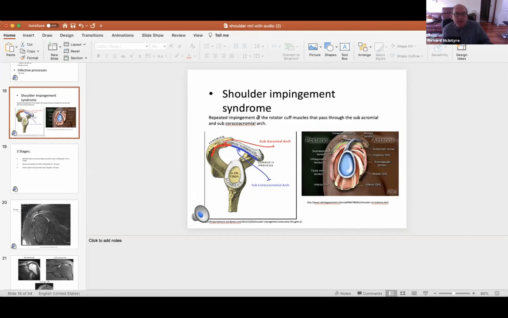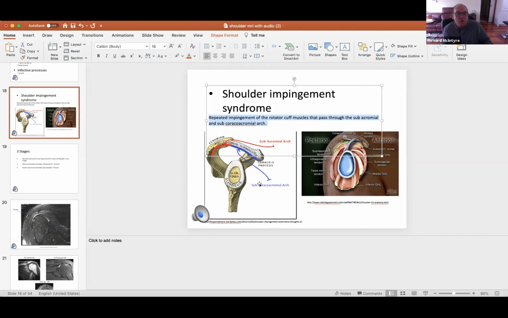So repeated impingement of the rotator cuff muscles that pass through the subacromial and subcoracoacromial arch. Okay, so if we look at a sagittal or lateral image of this shoulder, we've got the glenoid fossa, the glenoid ligaments, and the labrum. And we've got the acromion and the coracoacromial ligament there. Okay, so that forms our arch.